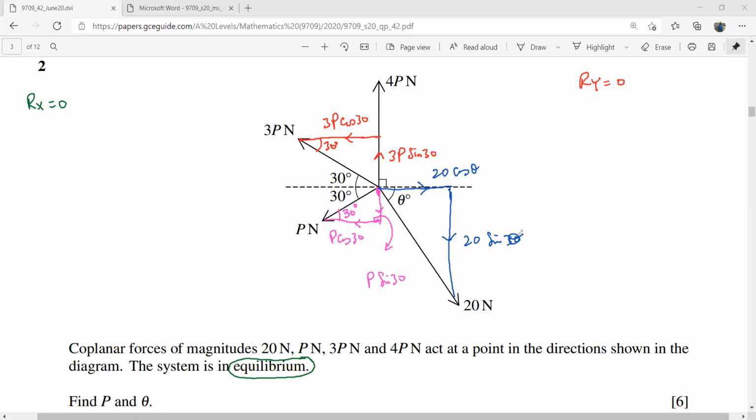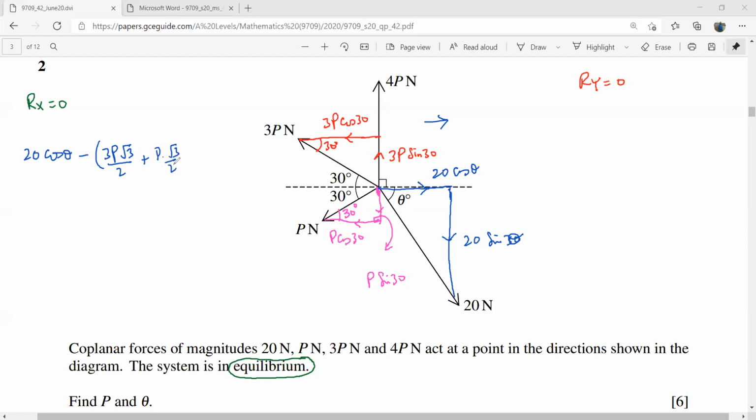Why did I write 30 here? Okay, so now Rx. I'm going to keep this as my basic direction for the Rx. So that is going to be 20 cos theta. There is one rightward horizontal force, right? Then you have minus 3p cos 30, that is root 3 over 2, okay? And then you have p cos 30, that is also root 3 over 2.